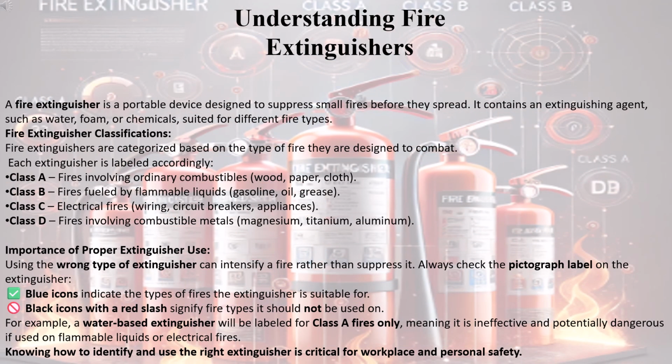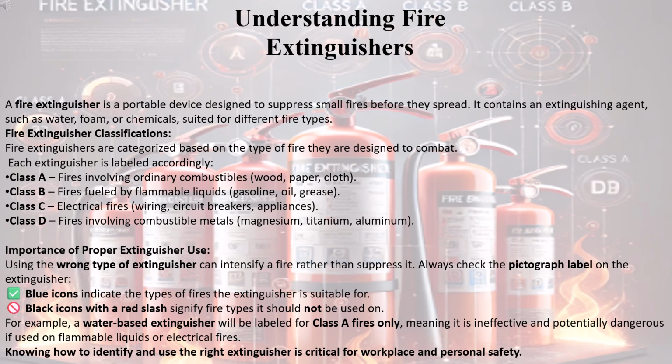A fire extinguisher is a portable device designed to suppress small fires before they spread. It contains an extinguishing agent, such as water, foam, or chemicals, suited for different fire types. Fire extinguisher classifications. Fire extinguishers are categorized based on the type of fire they are designed to combat. Each extinguisher is labeled accordingly. Class A, fires involving ordinary combustibles. Class B, fires fueled by flammable liquids. Class C, electrical fires. Class D, fires involving combustible metals.